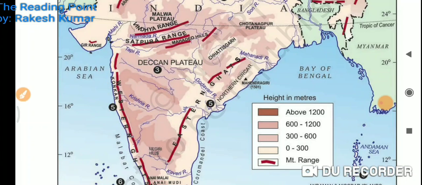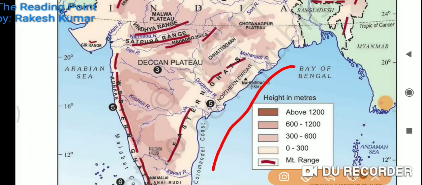The Eastern Ghat are broken into small hill ranges. Now we are talking about the Eastern Ghat. They are broken into small hill ranges by rivers such as Mahanadi, Godavari, Krishna and Kaveri. Most rivers of peninsular India flow into the Bay of Bengal. The Narmada and the Tapi rivers in the northwestern part, however, flow into the Arabian Sea.